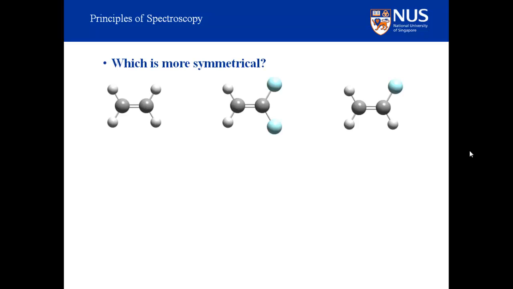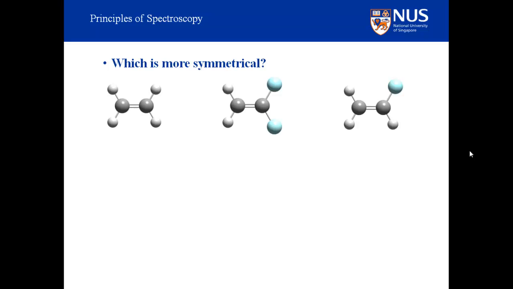What becomes a little more tricky, for instance, is if I asked you this question: which of these 3 molecules is more symmetrical? Which is the second most symmetrical, and which is the third most symmetrical? Again, I think it's quite obvious. The first one certainly has 2-fold axes and a few mirror planes, so it possesses quite a few symmetry elements.